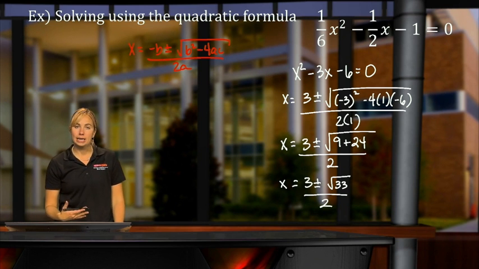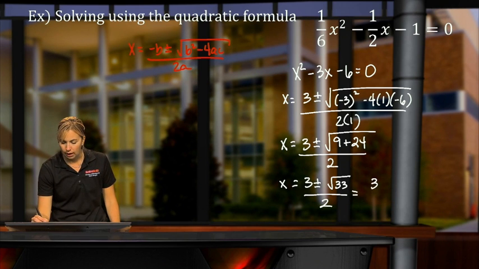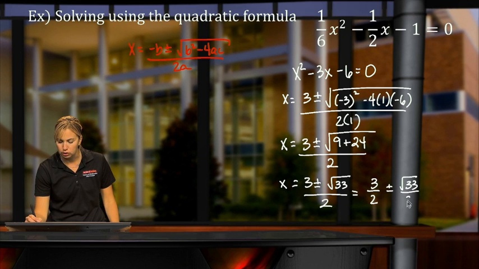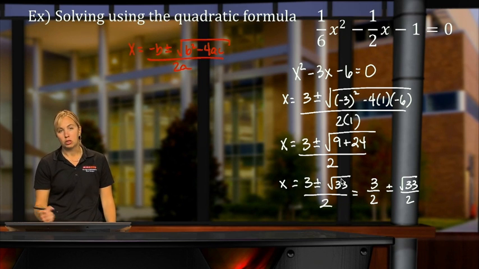Again, since we want to try to simplify this as much as possible, you could break this up as 3 over 2 plus or minus the square root of 33 over 2. But nothing is going to simplify even when we do that, so it's not necessary. The square root of 33, hopefully you recognized, will not factor any further.